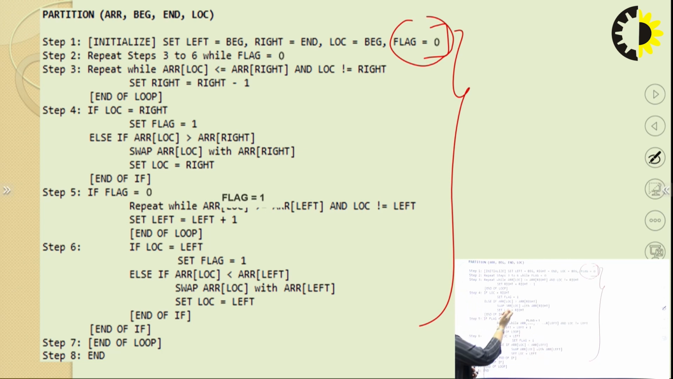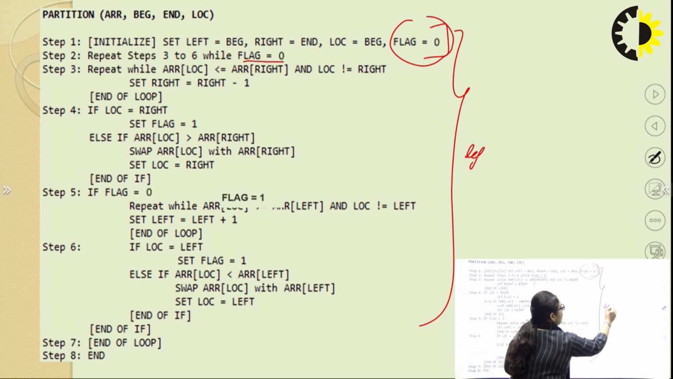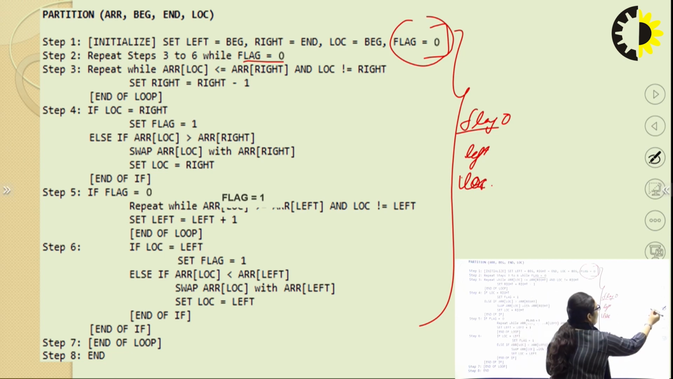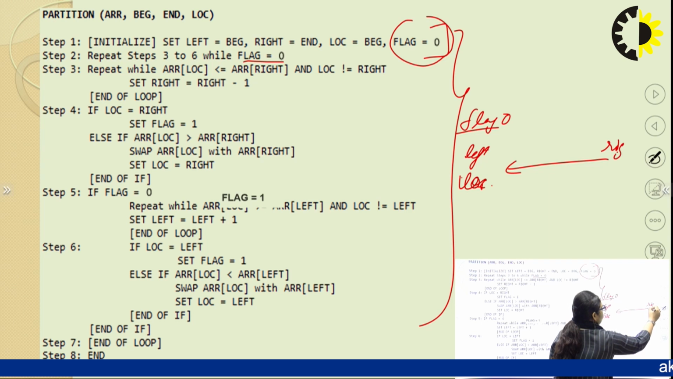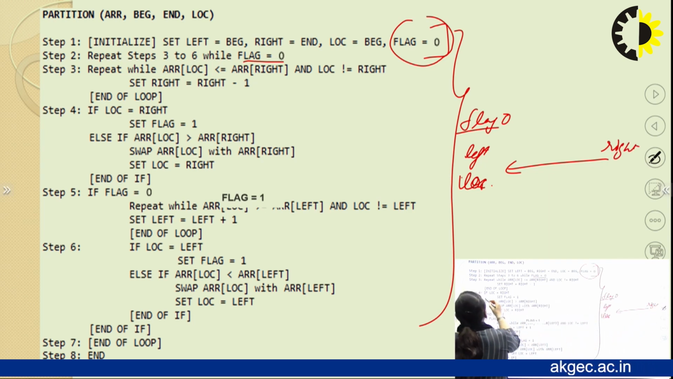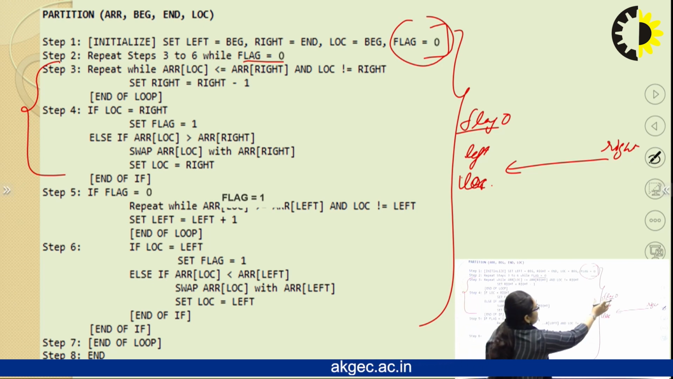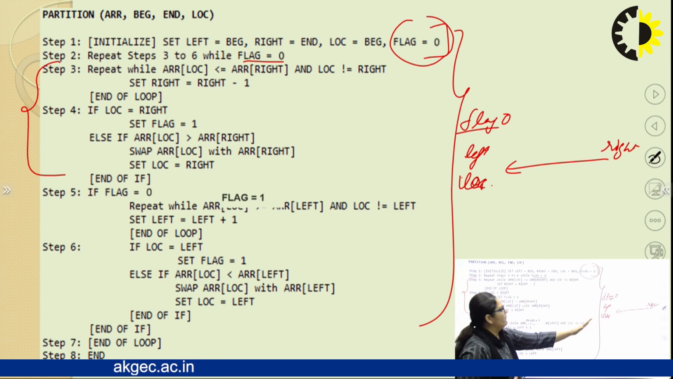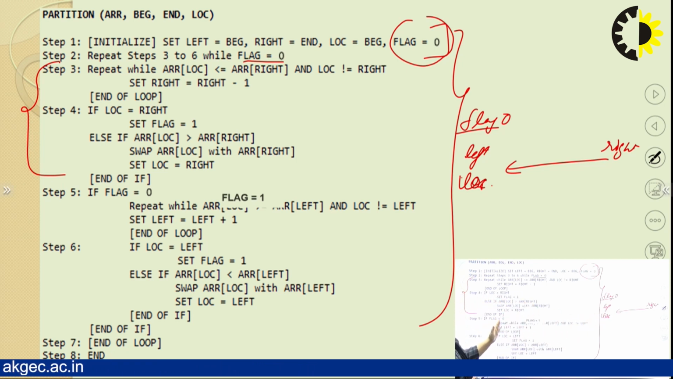So when the flag is 0, whenever your flag is 0, it means the pivot element, that is LOC, is at the left and we are moving from right to left. So these steps 3 and 4 will be executed when flag is 0. Flag 0 means when the pivot element is at the left and we are moving from right to left.